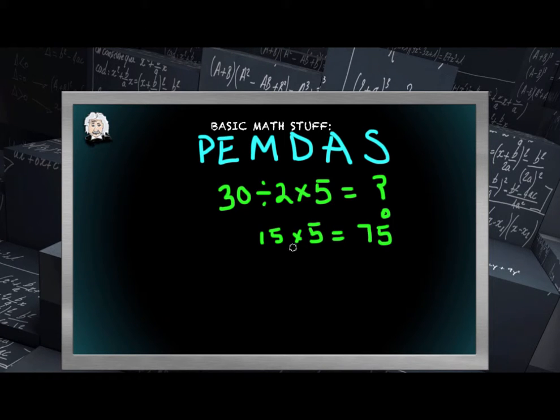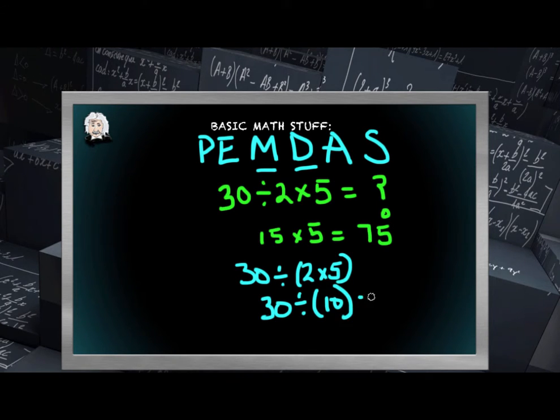But wait a second. I did division before multiplication, and PEMDAS has M before the D. Well, doesn't that suggest I should really be doing 2 times 5 first, my multiplication, which is 10, and then do my division, which in this case would be 30 divided by 10? And 30 divided by 10 equals 3. So which is the correct answer? Is it 3 or is it 75?